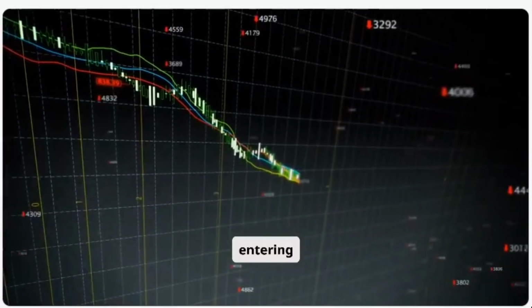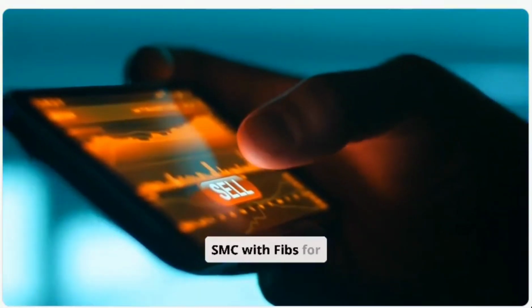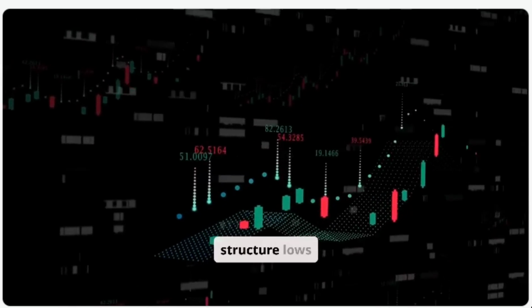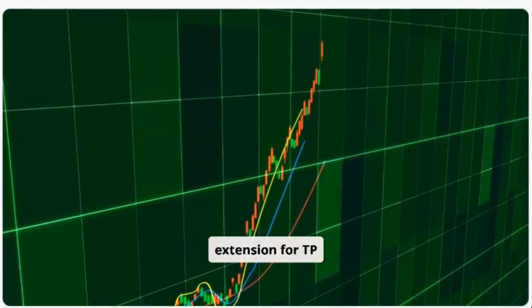4. Enter at order blocks near Fibonacci levels. Combine SMC with Fibs for precision. 5. Set stop loss below order block. Place SL at structure lows. 6. Take profit at next liquidity zone. Use Fibonacci extension for TP targets.